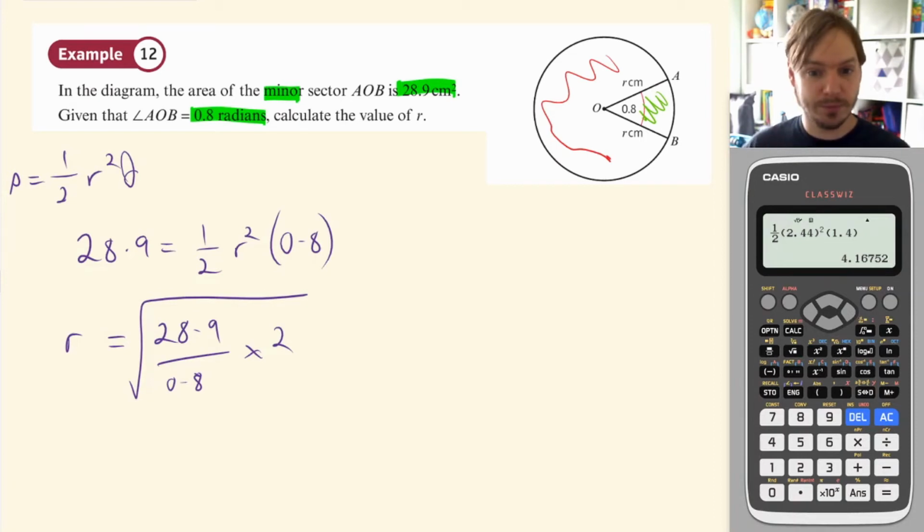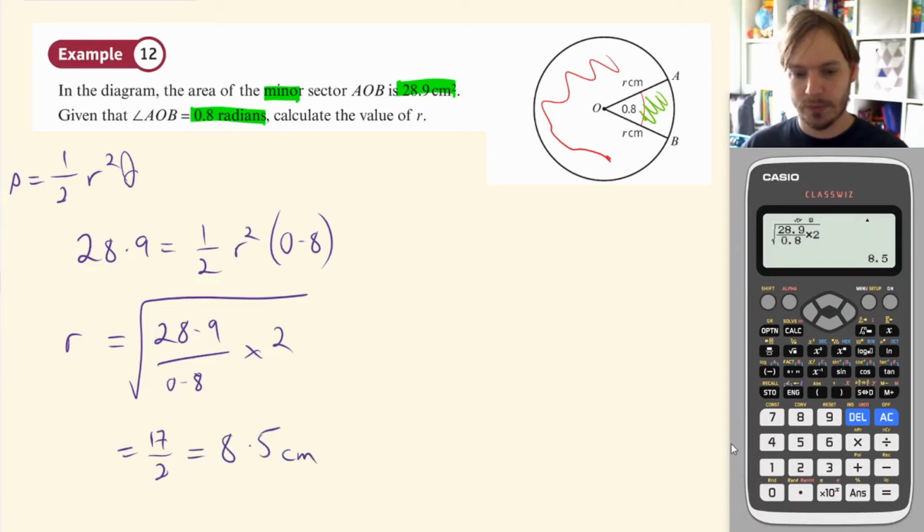If you'd rather plug numbers in first and then do some rearranging, that's absolutely fine. It doesn't really matter what order you do this in. So r is going to be the square root of 28.9 divided by 0.8 multiplied by 2. And then it's 17 over 2. And always better to leave things as a decimal, so 8.5 centimeters. Still pretty straightforward, just plugging numbers in.